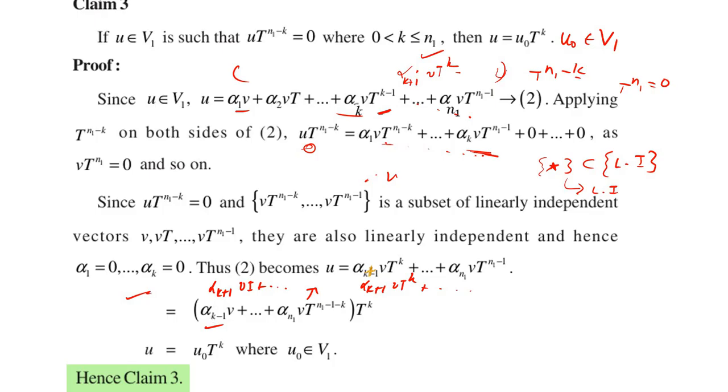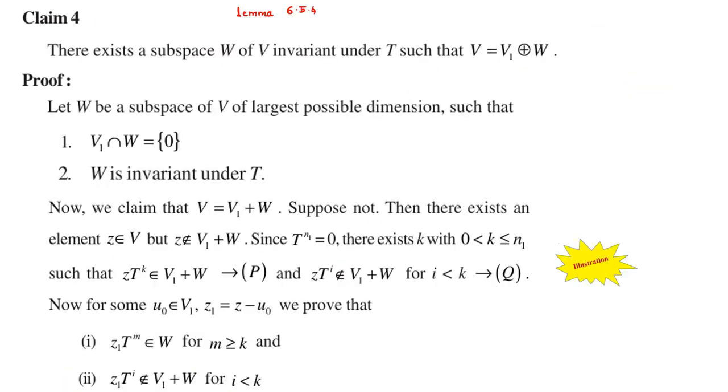So 0 less than k less than or equal to n1. You cannot exceed this n1, right? That is the index of t. Now, a claim 4, which is also given as lemma 6.5.4, we need to show that there exists a subspace W of V invariant under T such that V is the direct sum of V1 and W. So to prove this, we shall take W to be a subspace of V of largest possible dimension such that V1 intersection W is singleton 0 and W is invariant under T.